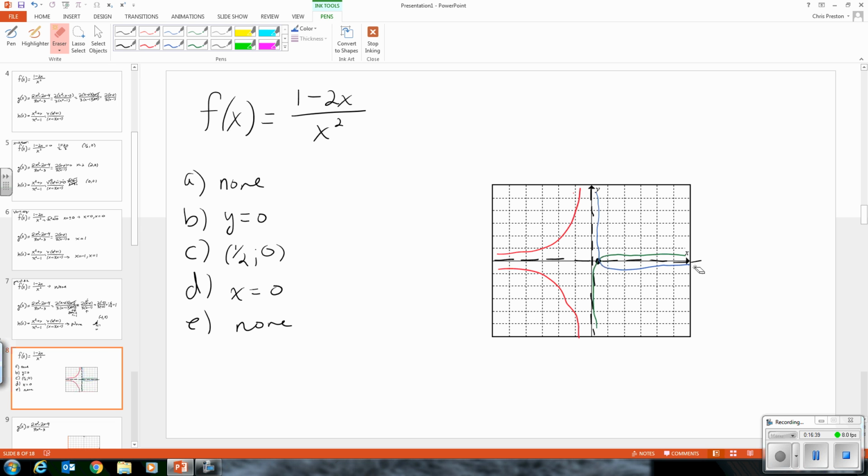So as I go this way, I'm going to have to be in the negative y values, which means I have to be this blue line. I can't be this green line. So I'm going to go ahead and erase that green line. That's not going to be a possible answer.